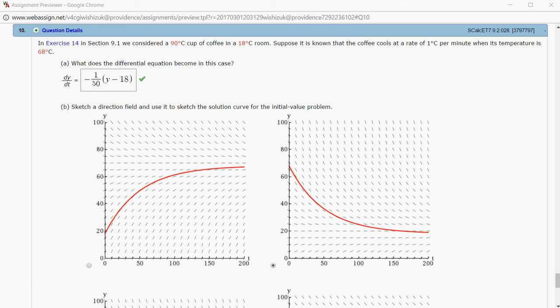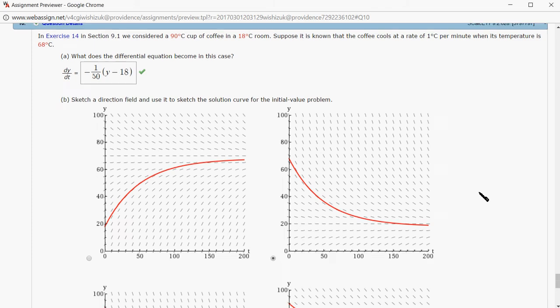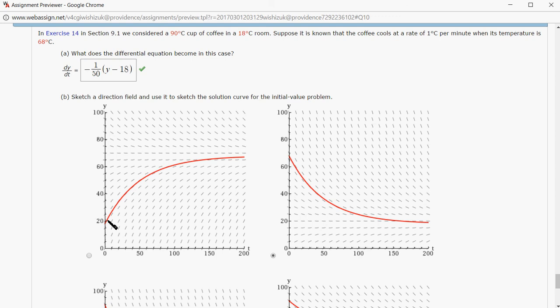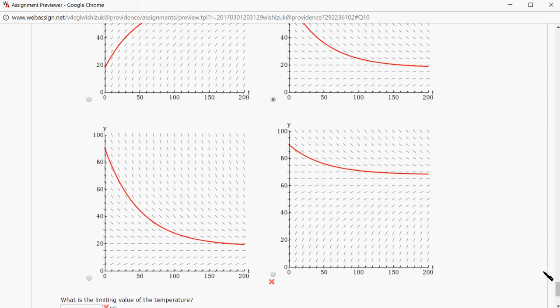Sketch the direction field and use it to sketch the solution curve for the initial value problem. So which one is reasonable? When y equals 18, the slope should be 0. If you look at 18 in the first picture, the slope doesn't look like 0. In the second picture, at 18 it looks promising, so the second picture looks okay. And the third one looks okay too, at 18 it's 0. The first one, not so much. So it's going to be the second picture or the third picture.